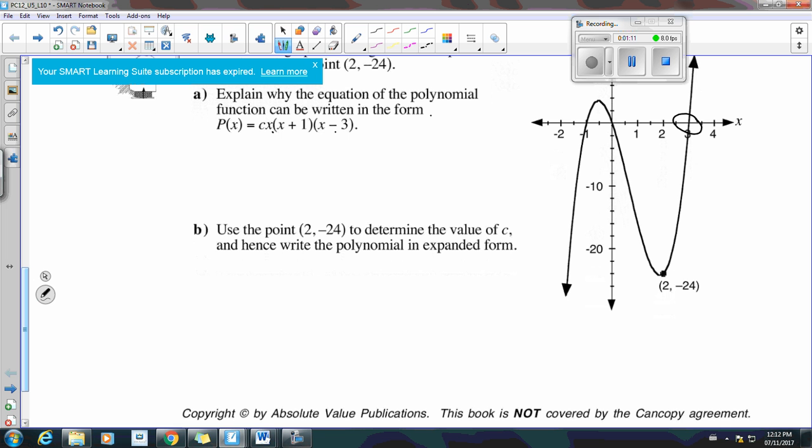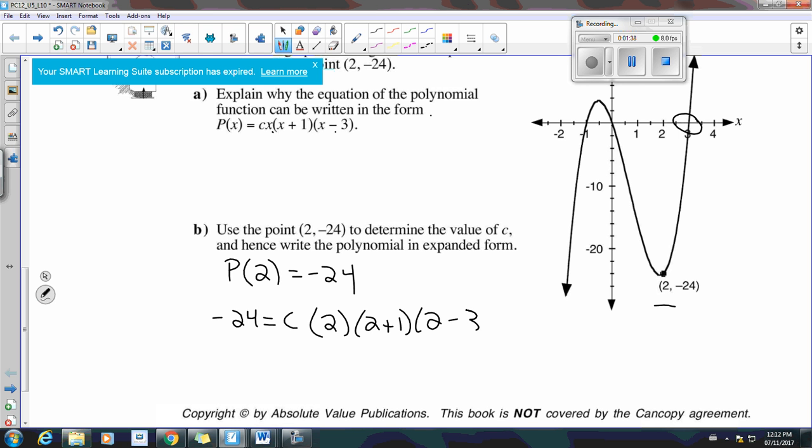Well, now it tells us this bit of information. Sometimes they put it in words. Sometimes we need to go read the graph to see it. But this is really telling us that this polynomial at 2 equals negative 24. So this is yet another way they have of hiding the piece of information that we need to solve for something. So we can say negative 24 equals c times 2 times (2 plus 1) times (2 minus 3).